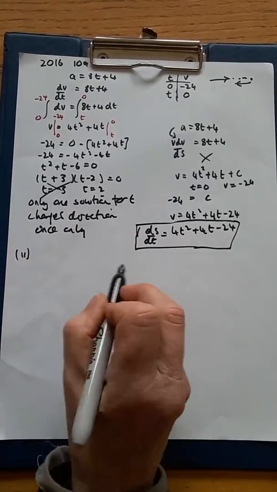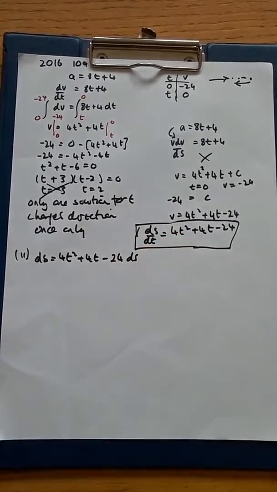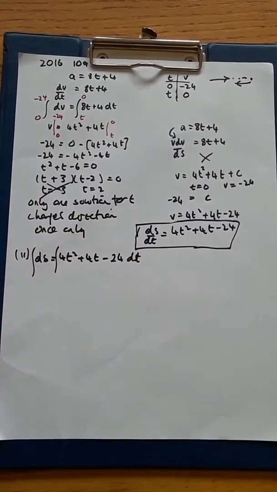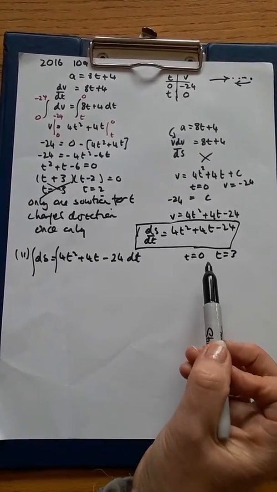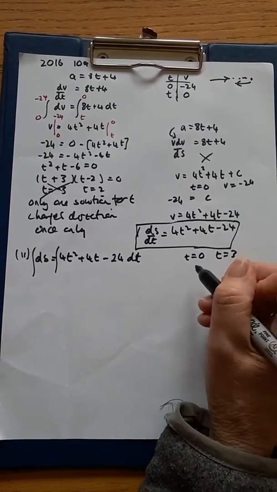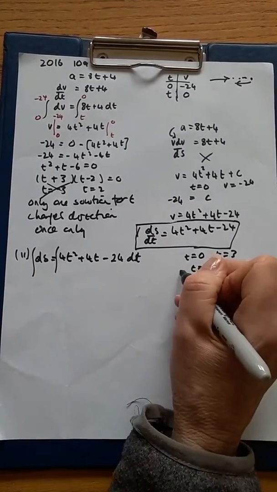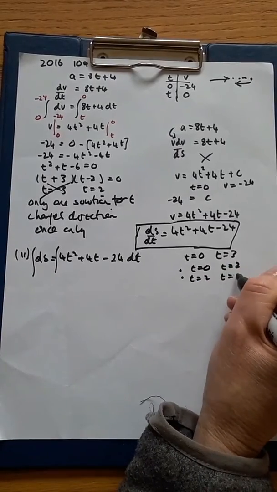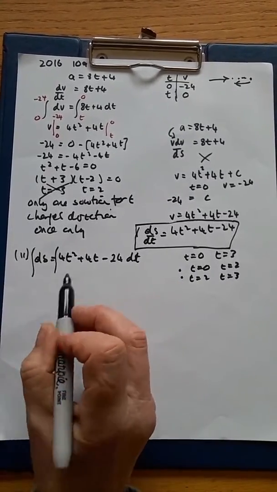So part 2, I'm going to separate the variables. ds is equal to (4t squared plus 4t minus 24) dt, and integrate both sides. Now, the question asks me to find the distance that P has travelled between t is equal to 0 and 3. Something happens in between, because remember it changes direction after 2 seconds. So first of all I'm going to find the distance travelled between t is equal to 0 and t is equal to 2. And then I'm going to find the distance travelled between t is equal to 2 and t is equal to 3. That will tell me the total distance, because there is a change of direction.